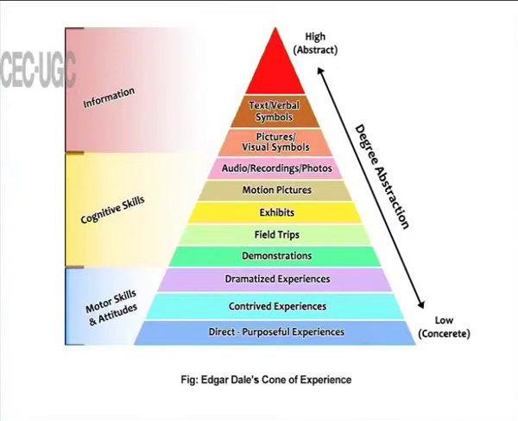Then we have the 10th stage, pictures or visual symbols. It refers to the use of words or printed materials which resemble the object under study. Example, the word whale. Upon reading or hearing the word whale, the learner can form a mental image of it.